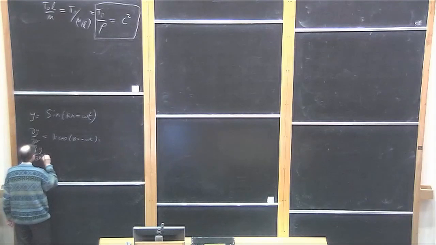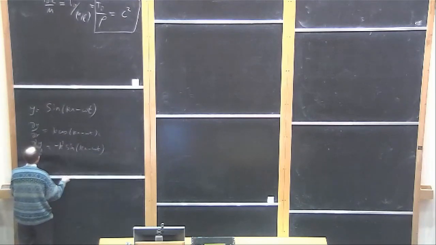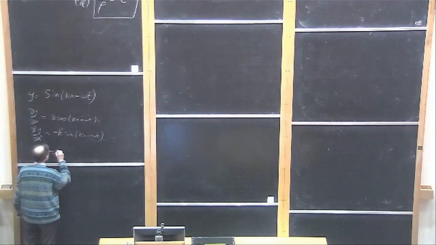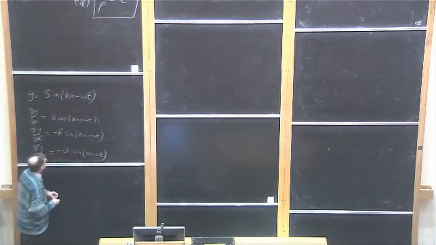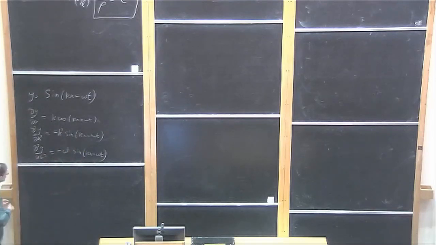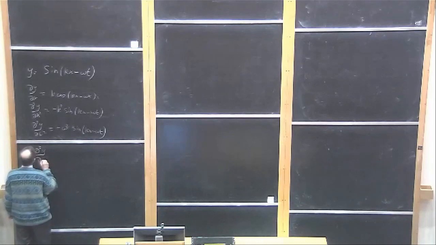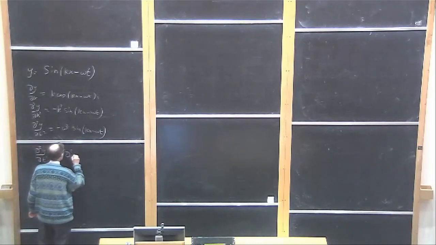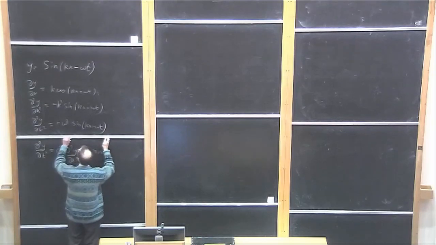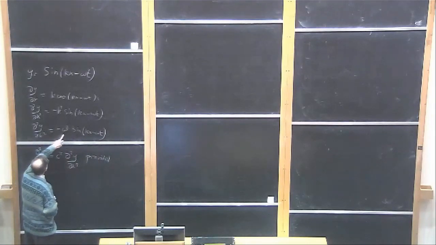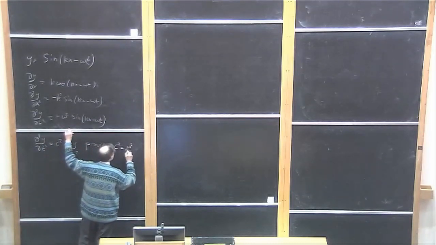d2y by dx squared is minus k squared sine kx minus omega t, and similarly d2y by dt squared is minus omega squared sine kx minus omega t. When we differentiate with respect to t, we get an extra minus sign, but when we do it twice, we get two minuses which cancel, and therefore d2y by dt squared equals c squared d2y by dx squared, because we're going to get d2y by dt squared is minus omega squared over k squared d2y by dx squared, provided c squared equals omega squared over k squared.